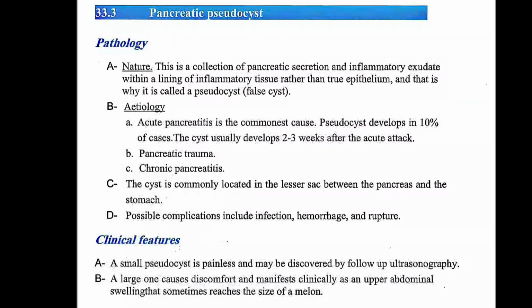This cyst is commonly located in the lesser sac between the pancreas and the stomach. So, between our stomach and the pancreas, we have a sac, lesser sac. And in this sac, you will find this pseudocyst. Possible complications of this pancreatic pseudocyst are infection, like any cyst, they cause infection, or hemorrhage, like rupture. So, rupture and then hemorrhage.